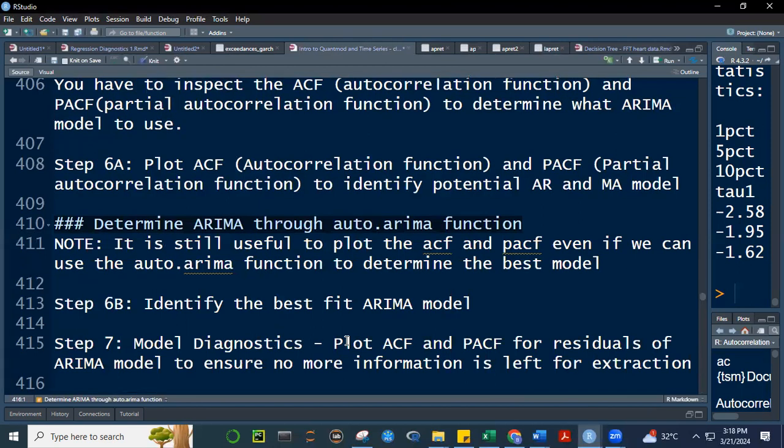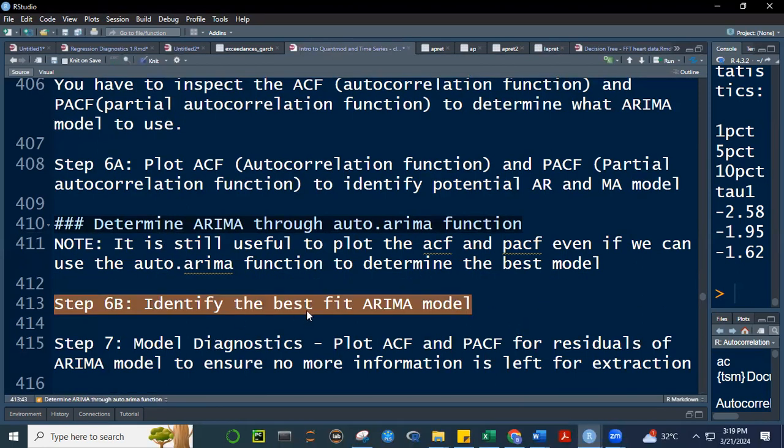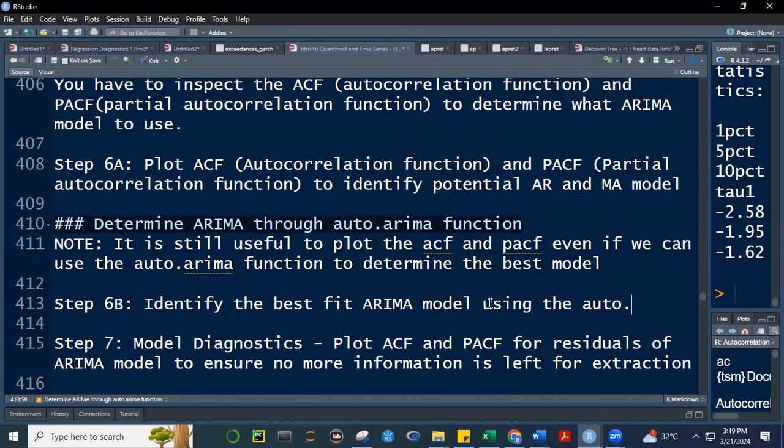Now, of course, there's a better way, quote unquote better in the sense that it shortens our process, by using the auto.arima function to identify the best fit model.